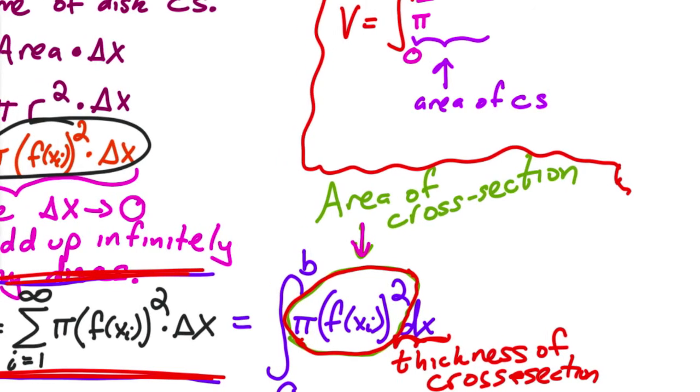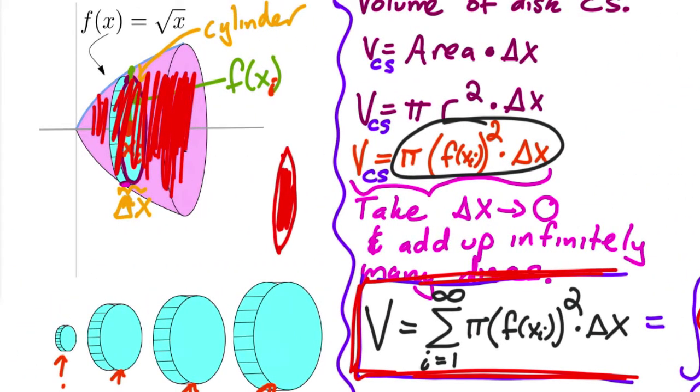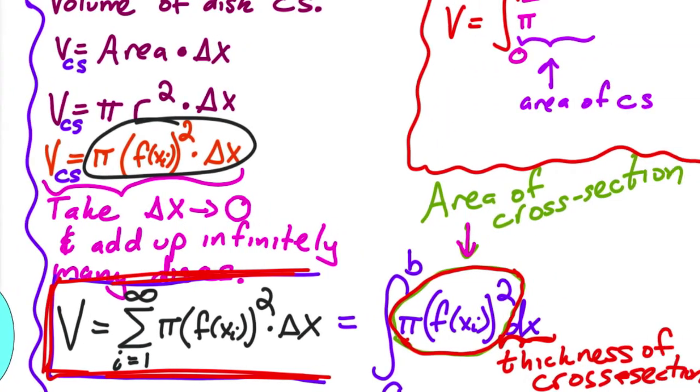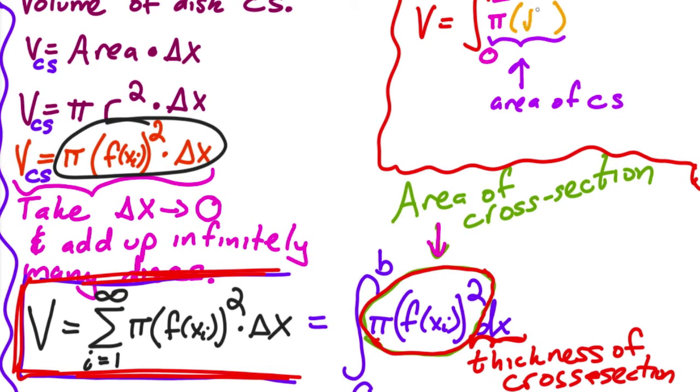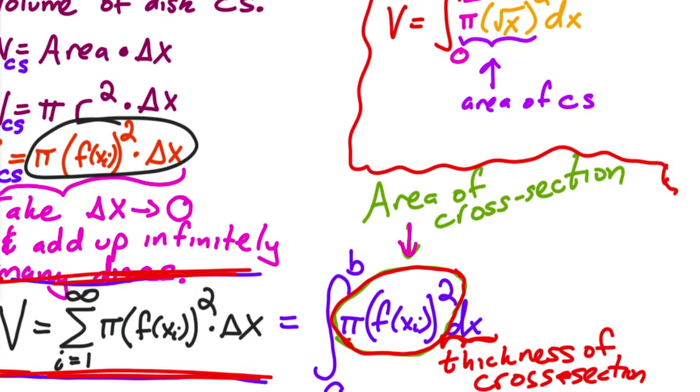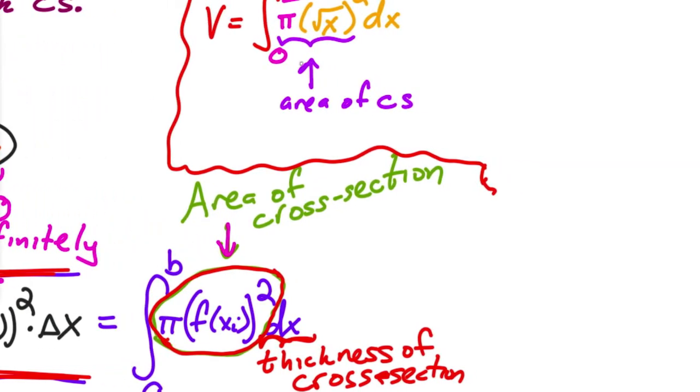Because the cross section is a circle, the area of that cross section is pi r squared, and r is the value of the function at that point. My function in this case is square root of x, so that's going to be the radius at each x value. So it's going to be pi times the radius, which is square root of x, squared, and then dx. And then you just find this integral.